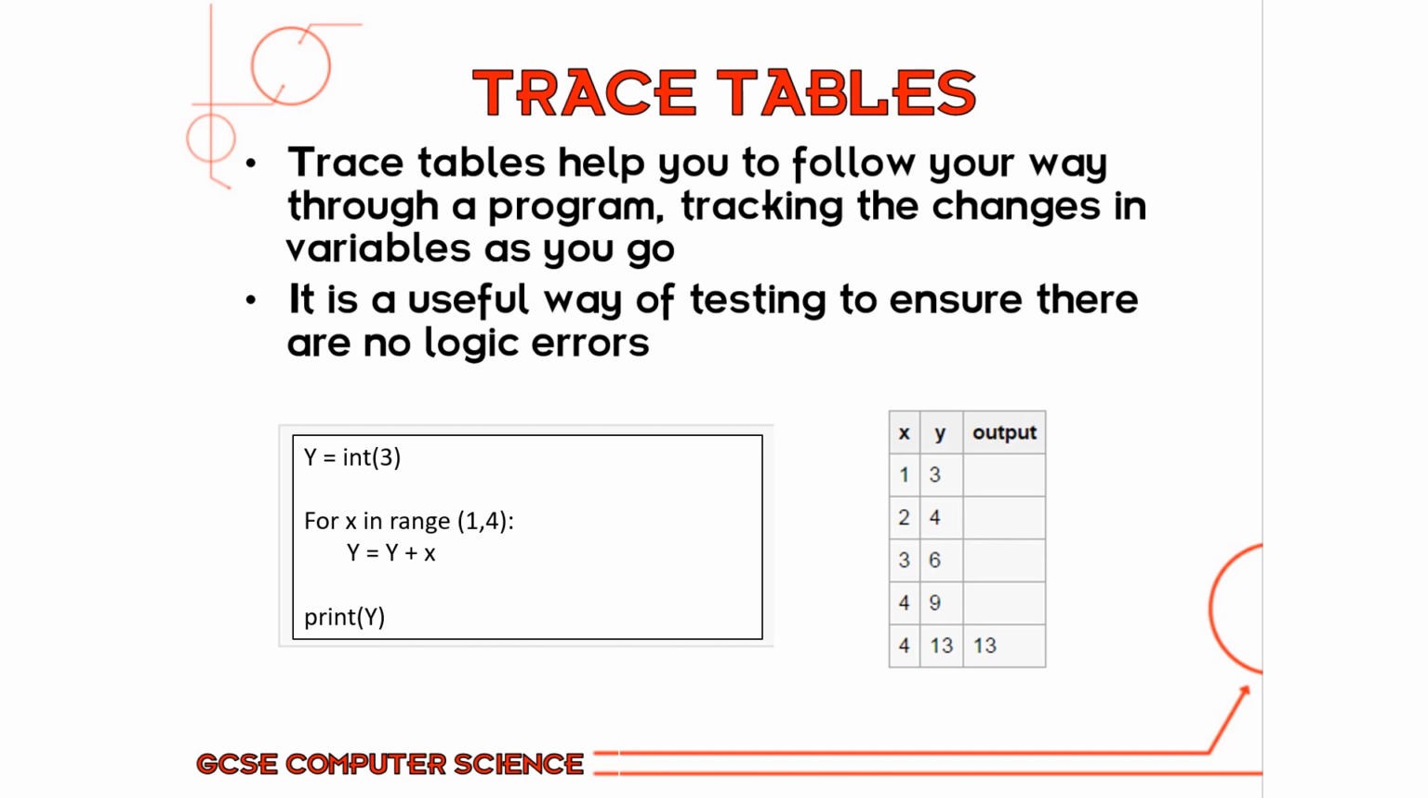So for the first time y is set to 3, but then during that loop y is added to what x currently is, which is 1. So in that first loop y becomes 4. Then when the next loop starts, x is obviously now 2. You do 2 plus 4 and you get 6. And it's just a way of tracking the values of x and y as you go through the program.